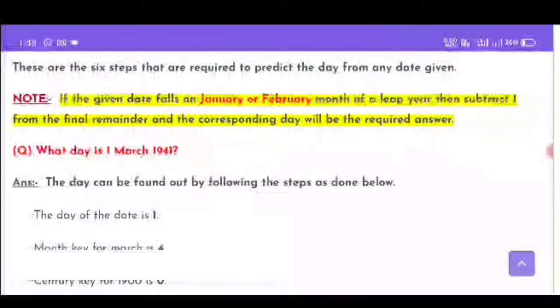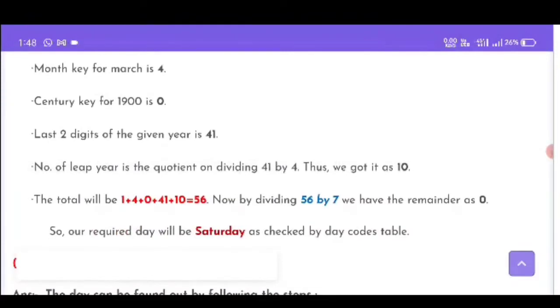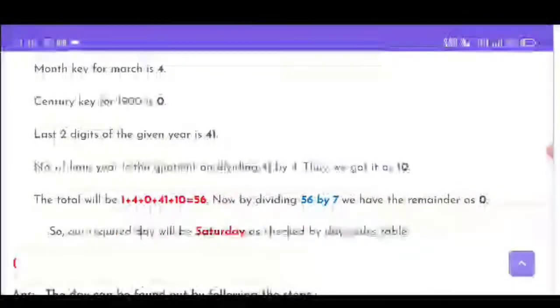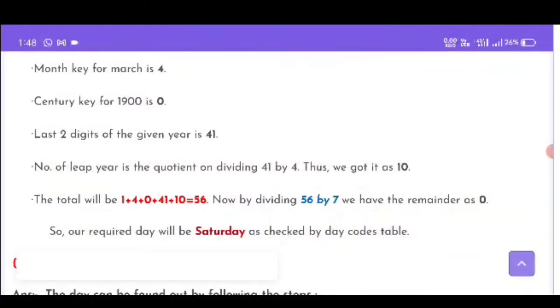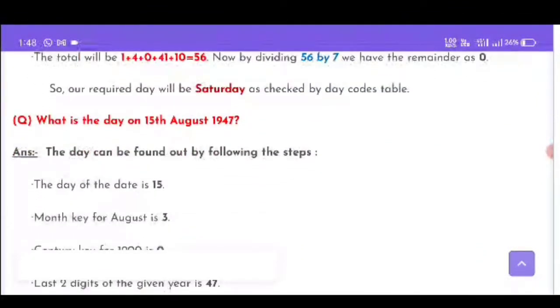What day is 1 March 1941? The day can be found by following the steps as done below. The day of the date is 1. Month key for March is 4. Then the century key for 1900 is 0. The last 2 digits of the given year is 41. The number of leap years is the quotient on dividing 41 by 4, thus we get 10. The total will be 1 plus 4 plus 0 plus 41 plus 10 equals 56. Now dividing 56 by 7 we have the remainder 0. So our required day will be Saturday, as checked by the day codes table. Actually you can check them on the calendar of your mobile phone or simply Google it.